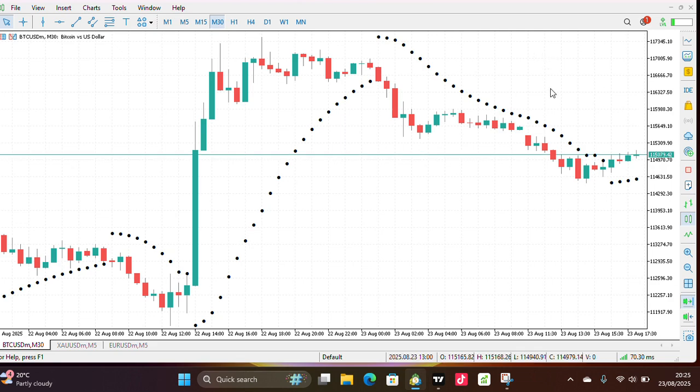This is not a get-rich scheme. You need to give it time. So that's how you use an indicator.